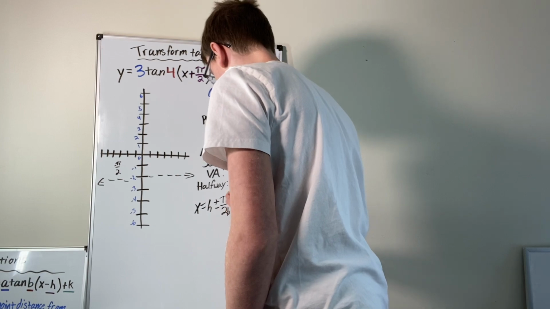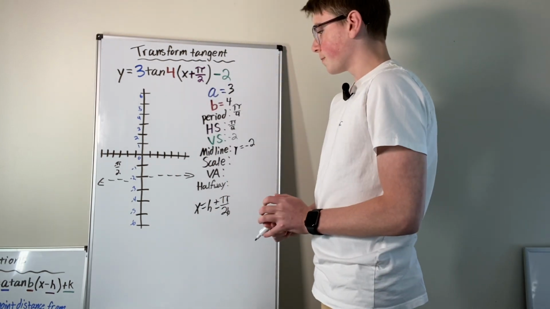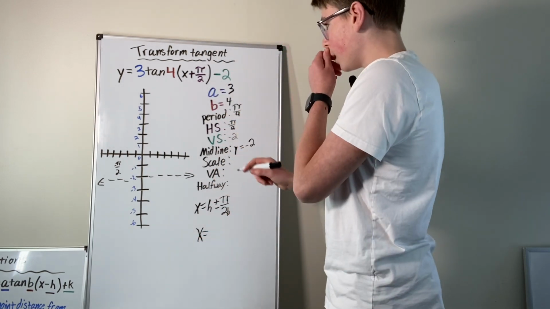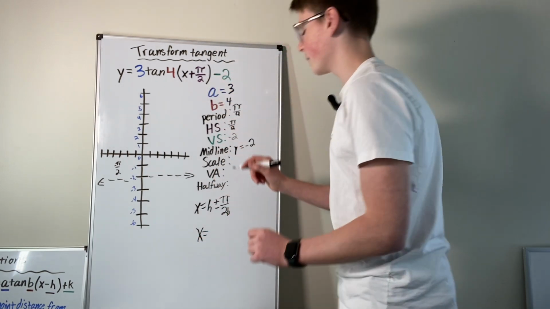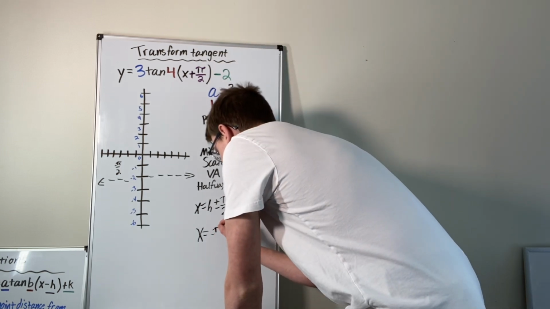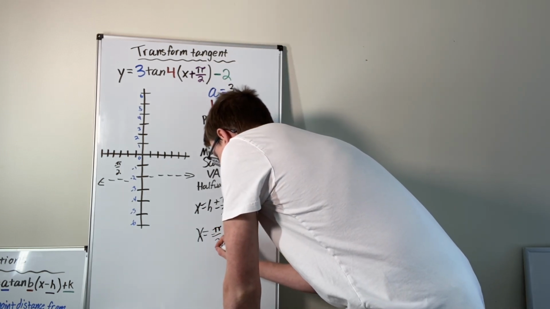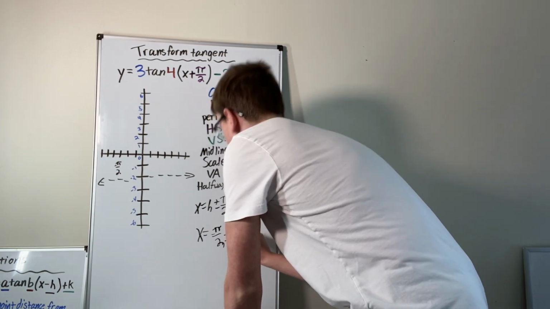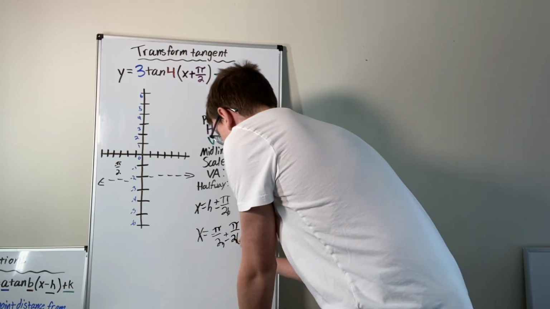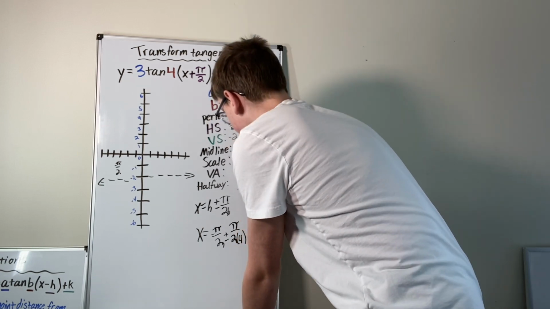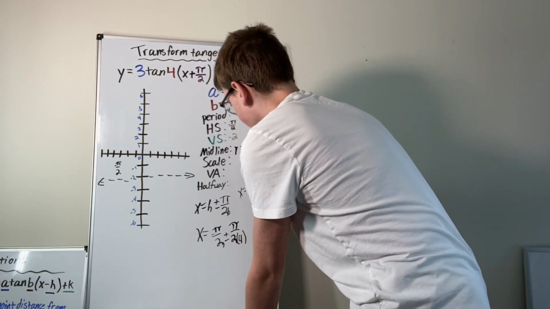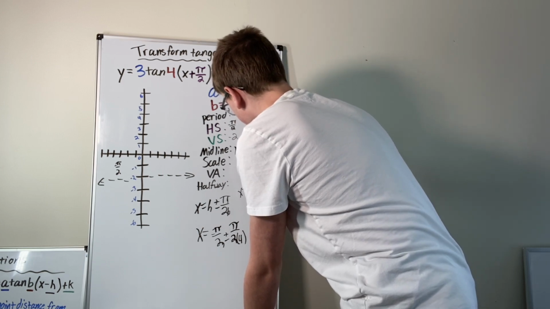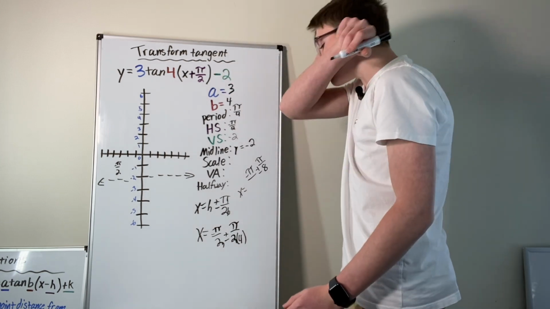Ooh, that's not a good pi. Pi over 2b. So x equals h, which is negative pi over 2, plus or minus pi over 2b. B is 4 times 4. So we have x equals negative pi over 2, let's leave that, plus or minus pi over 8.